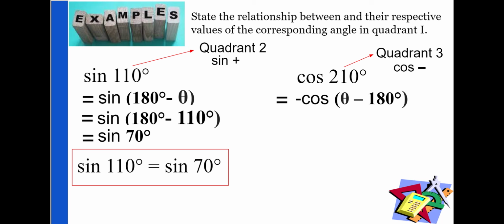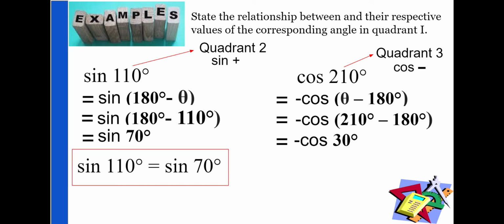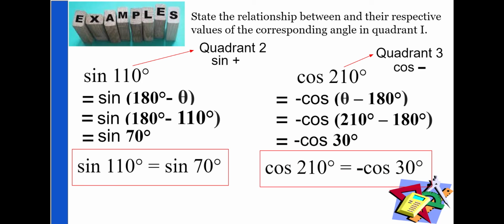Substituting the value of 210 degrees, we get negative cosine of 210 degrees minus 180 degrees. Simplifying further, we get negative cosine 30 degrees. So therefore, we can conclude that cosine 210 degrees and negative cosine 30 degrees are equal. If you want to validate whether our values are correct, you can use your calculator to validate so. Now let us have another example.